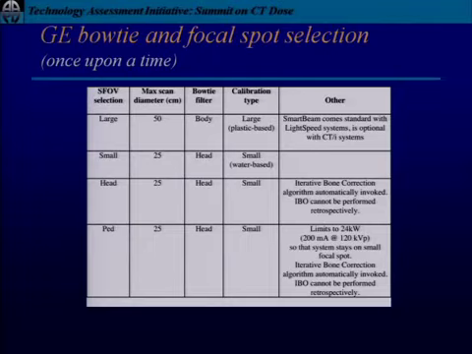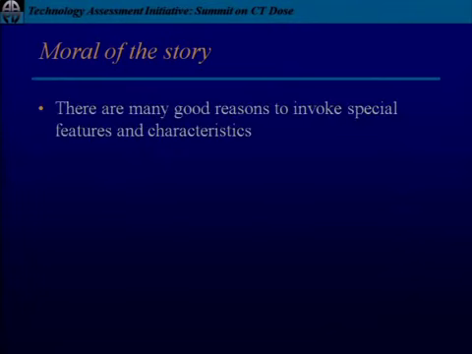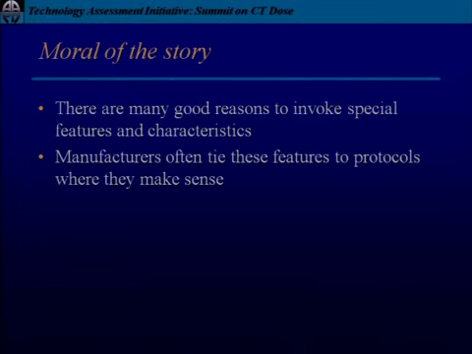And so the moral of the story of these examples of personality characteristics of different pieces of equipment is that there are a lot of good reasons to have invoked these special features. There are very good scientists at these companies that have thought through this for a lot of years, and they try to tie the best features to the places they make sense. If you pull up a cardiac kernel, it's going to have one of those noise-reduced filters as its default.